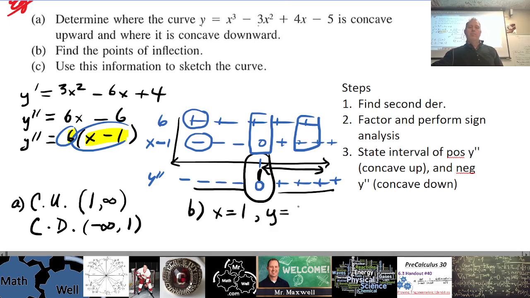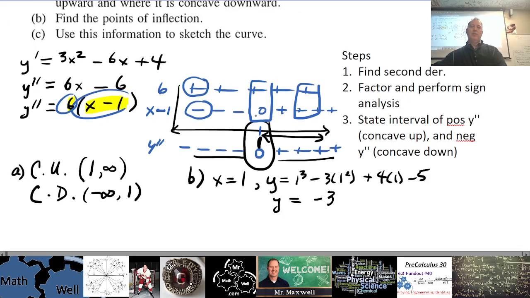So y is 1 cubed minus 3 times 1 squared plus 4 times 1 minus 5. So that's going to be 1 minus 3 is negative 2, and positive 2, and negative 3, looks like. So the point of inflection, and it's fine to write this as POI, I'm okay with abbreviations, point of inflection, 1, negative 3.